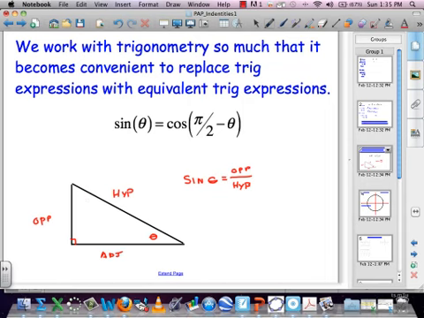Now, if we were looking at this angle here, let's label it alpha for now. The sine of alpha, in this diagram, is equal to the adjacent side divided by the hypotenuse. And if we go back to theta, that adjacent divided by the hypotenuse we define to be the cosine of theta.